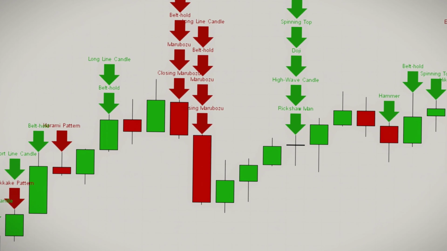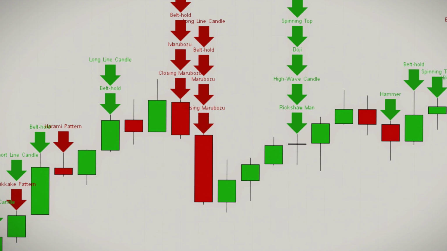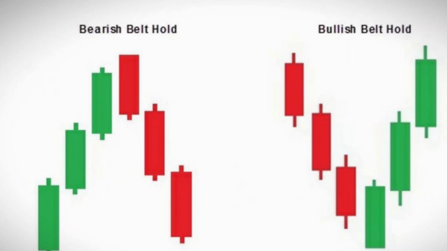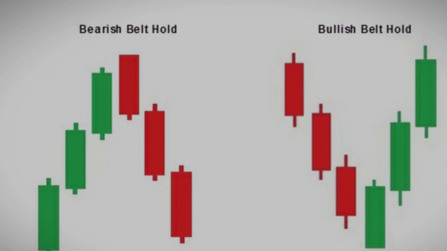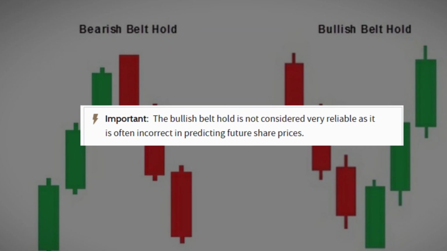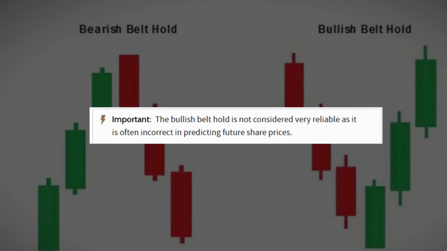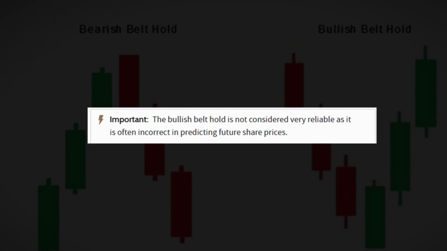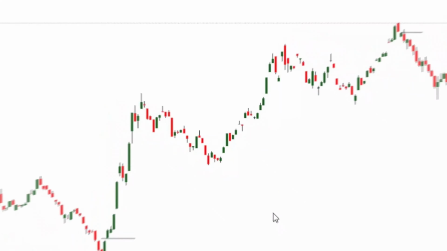On occasions, the bullish belt hold can be a mere pause in the overall downtrend. Therefore, it's prudent that traders wait for the price to confirm the pattern. An entry should only be taken when the price trades above the high of the belt hold candle. But it's important to consider that the bullish belt hold candle is not considered very reliable, as it's often incorrect in predicting future share price.